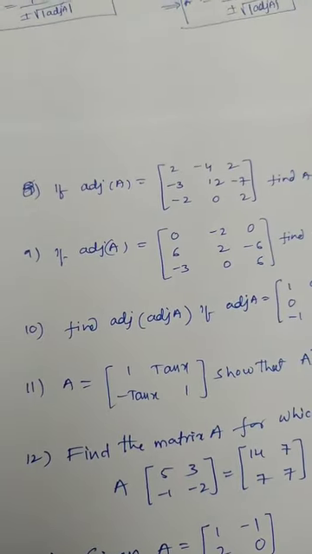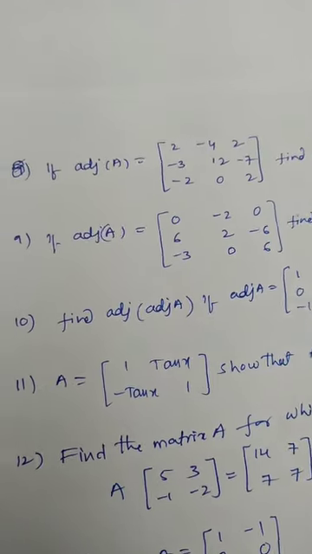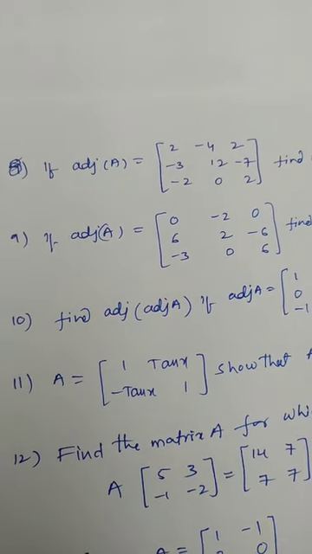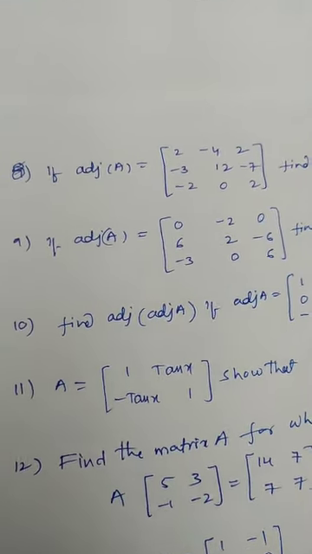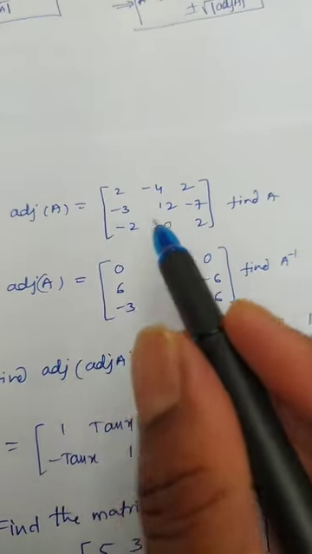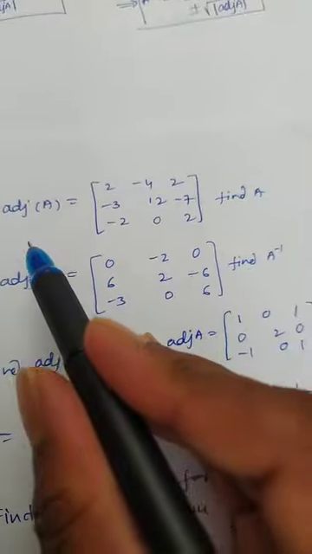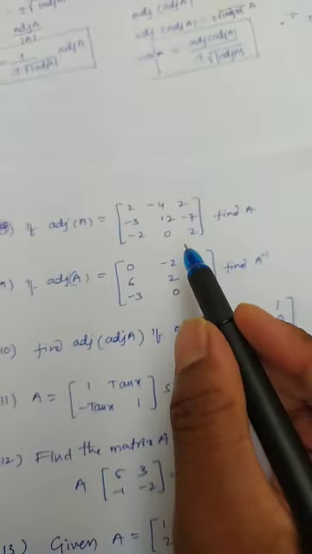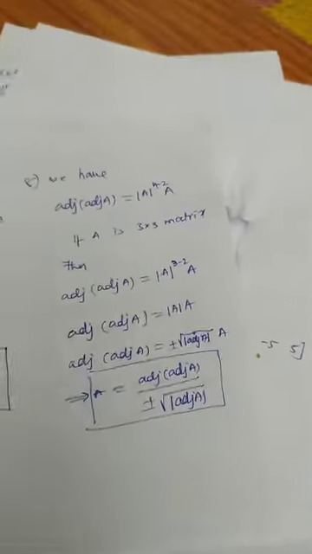Students, in exercise 1 we did up to the 7th problem. Okay, so for the 8th problem, adjoint A is given, we have to find A. For this, see here how to find.